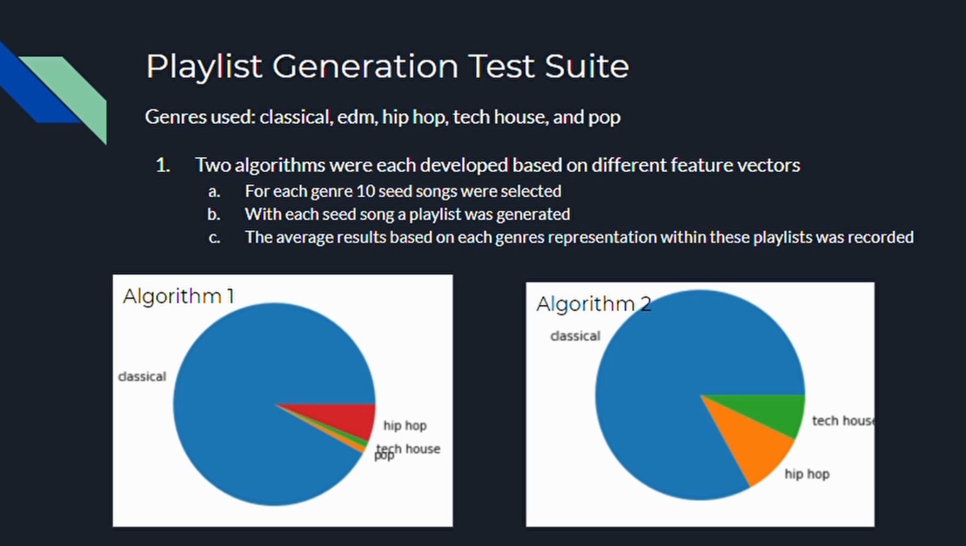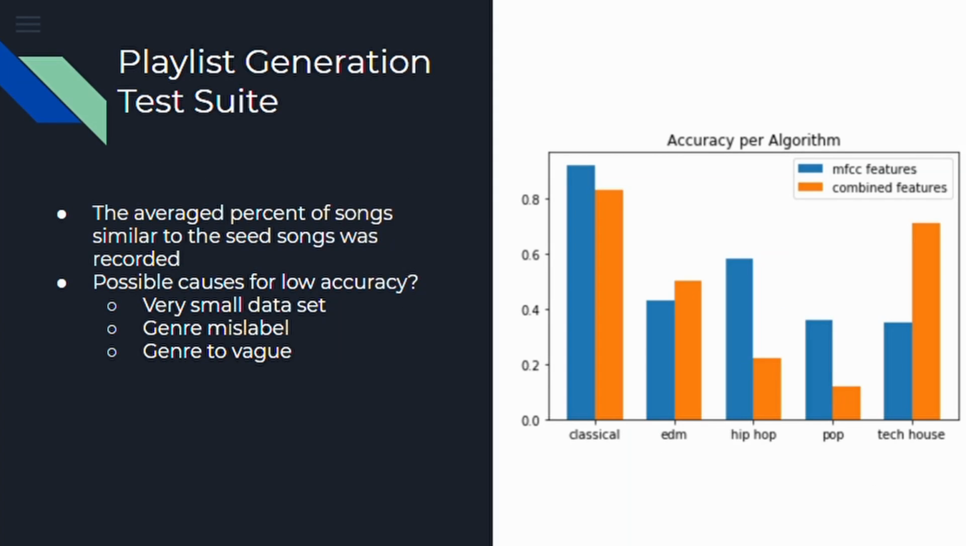For each genre, 10 seed songs were selected. With each seed song, a playlist was generated, and the average results based on each genre's representation within these playlists was recorded. The results depicted in the pie graph represent the percent of each genre when the seed song was classical. Some more test results for playlist generation are shown here.